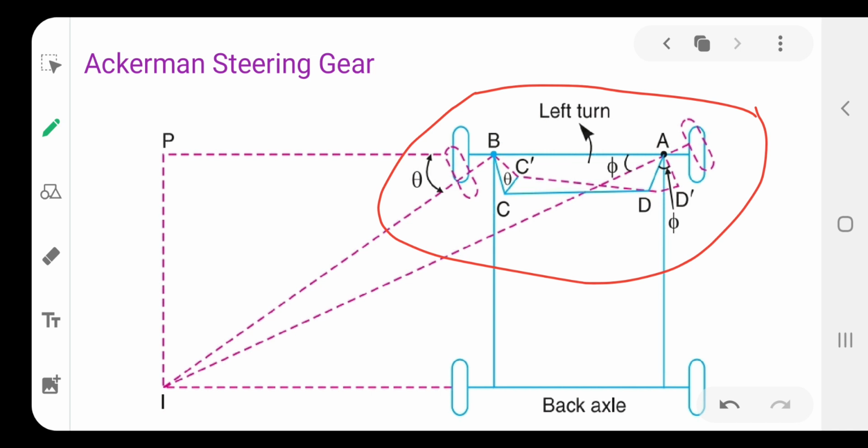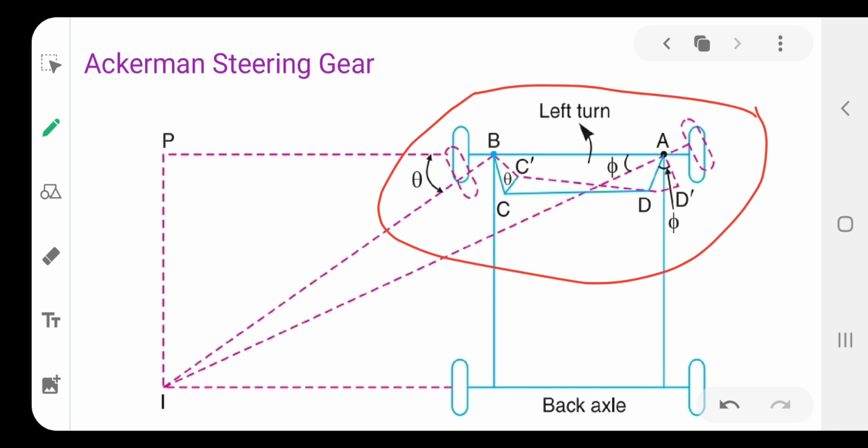These are the conditions. The second condition is when the vehicle is steering to the left, the position of the gear is shown by dotted lines in this figure. In this position, the lines of the front wheel axles intersect on the back wheel axle at the instantaneous center I for correct steering. The third condition is when the vehicle is steering to the right, a similar position may be obtained.